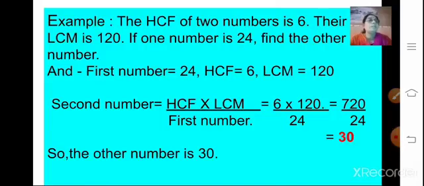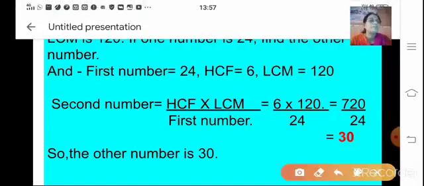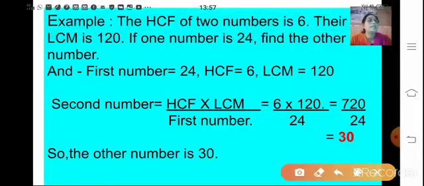Now when you multiply HCF, that is 6 into 120, your answer is 720. You will divide it by 24, that is the first number. Now when you divide 720 divided by 24, you get the second number as 30. So you can write that the other number is 30. So using the formulas, you can find the second number.